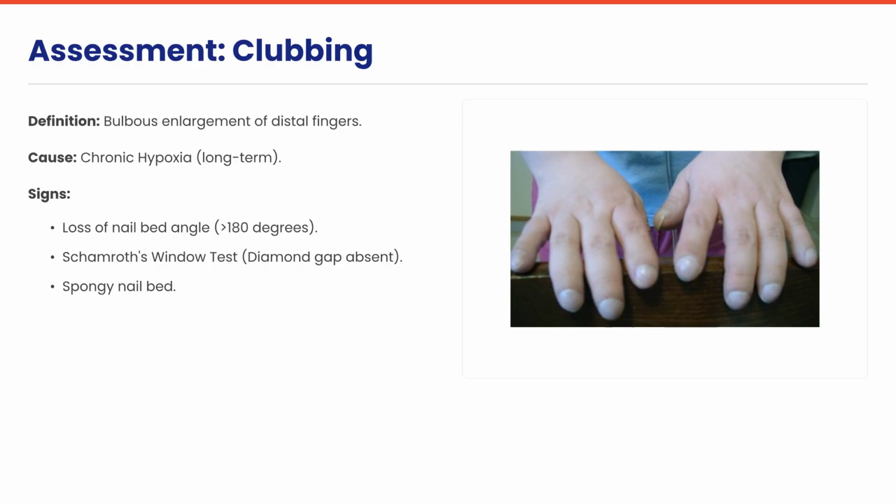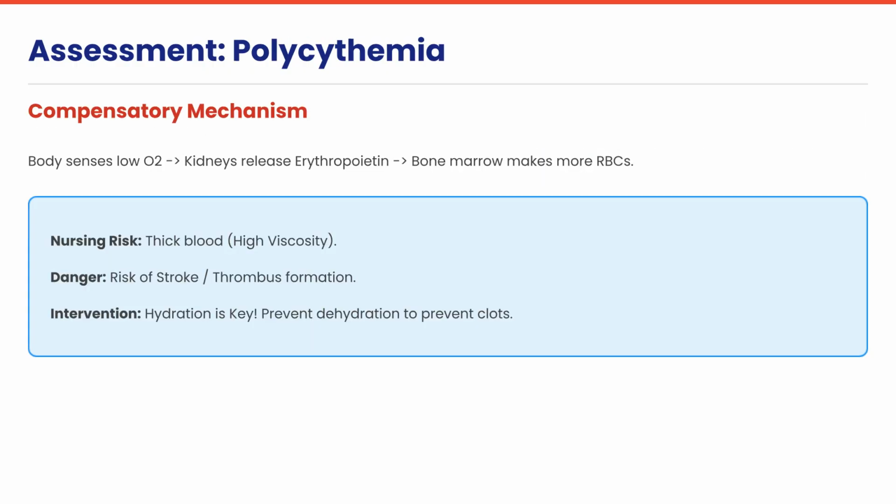Clubbing, the bulbous enlargement of the distal fingers, is caused by chronic hypoxia. Signs include loss of the nail bed angle and a positive Shamroth's window test. Polycythemia is a compensatory mechanism where the body produces more RBCs due to low oxygen. This thickens the blood, increasing the risk of thrombus formation. Hydration is crucial to prevent clots.